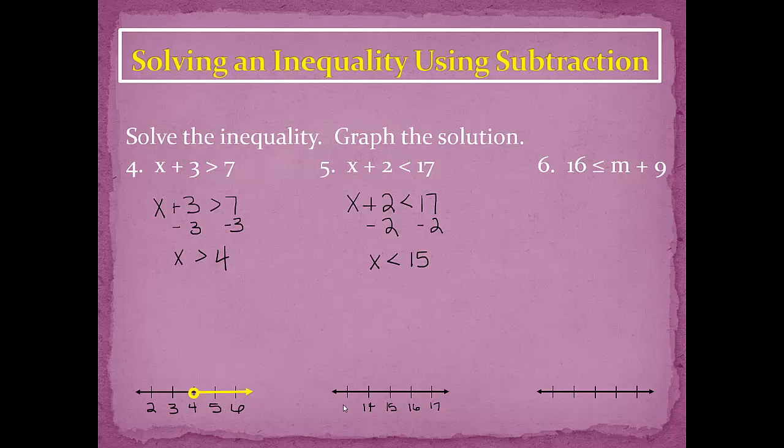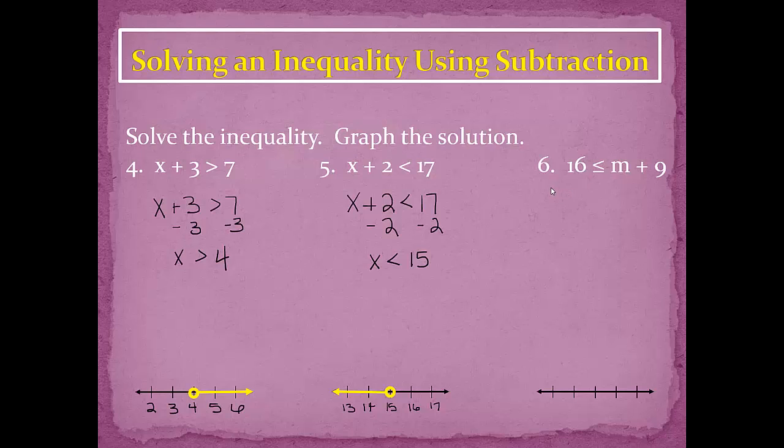Our symbol is less than, which means we have an open circle at 15. The numbers that are less than 15 are the numbers to the left. 14 and 13 would be less than 15. So we will shade to the left.